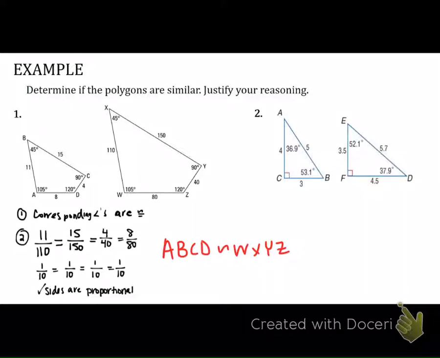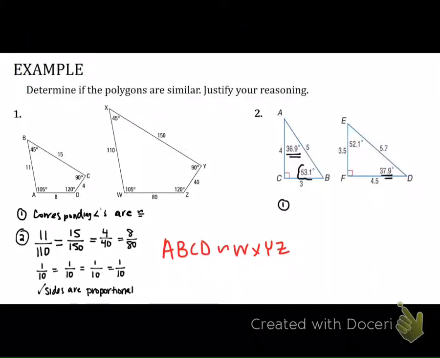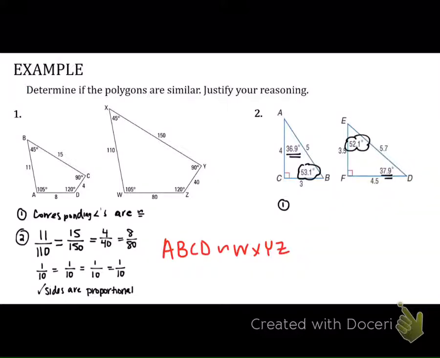All right. So the next one, number 2. The first thing you check is the angles. So are our corresponding angles congruent? Olivia, are our corresponding angles congruent? So 36.9 has a match on the other one? No, it does not. So 36.9 is not the same as that. 53.1 is not the same as 52.1. So corresponding angles are not congruent, so therefore it is not similar. You have to have both of those to be similar. Okay. So once you can see that, you can say no.